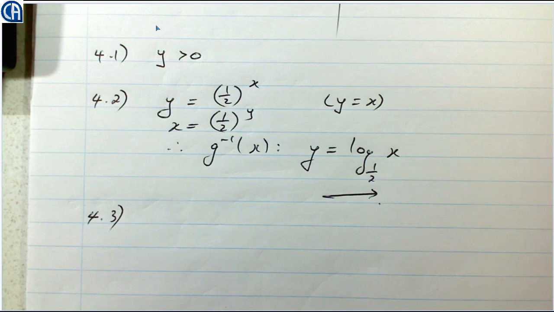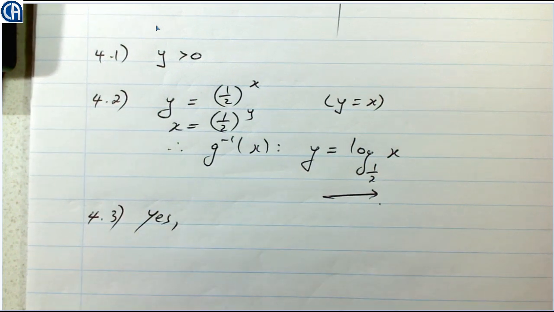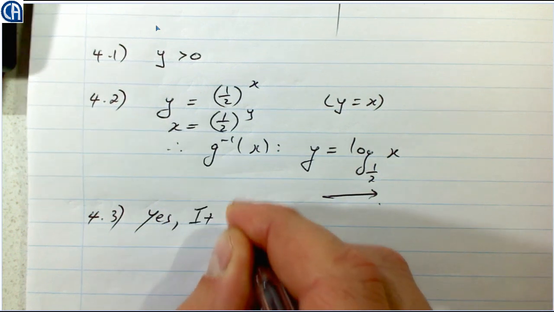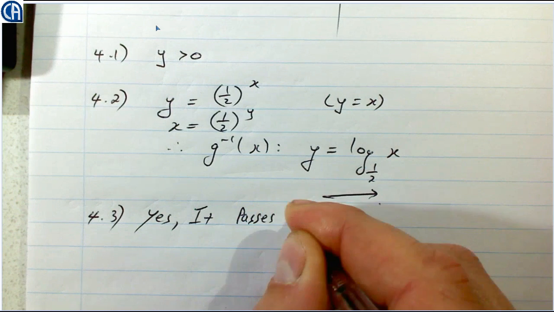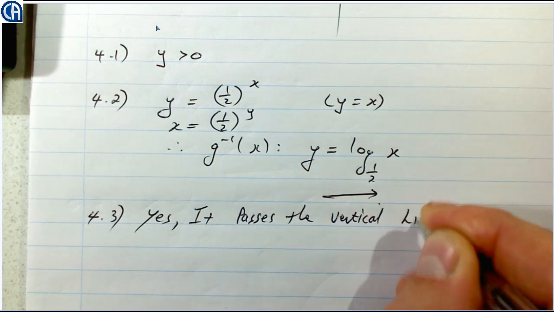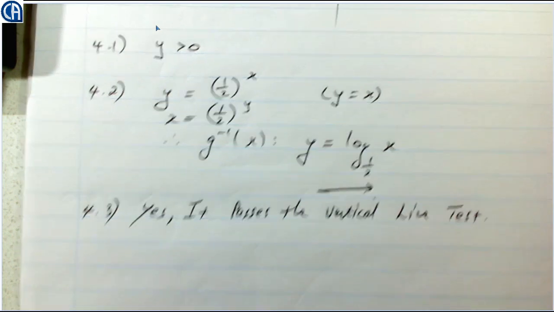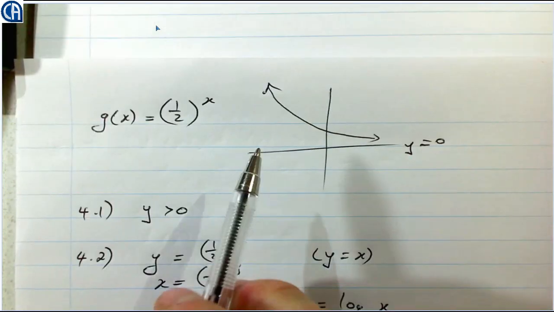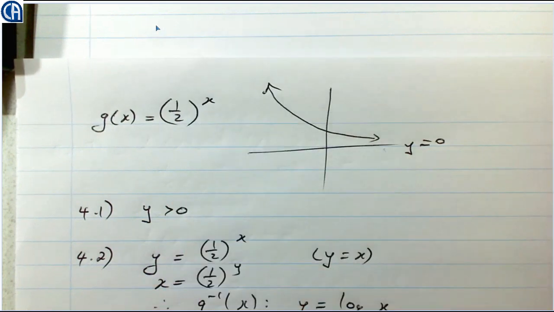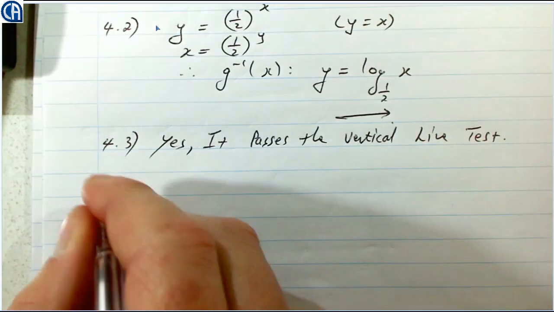4.3. Is g inverse a function? And the answer is yes. We test the function by drawing the vertical line test. It passes the vertical line test. So if the original function is a function, the inverse will also be a function.